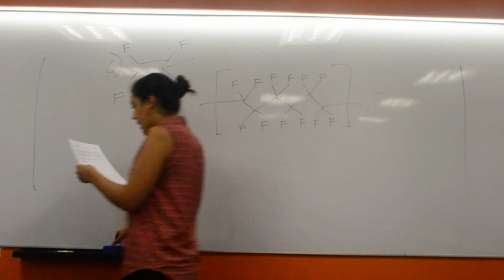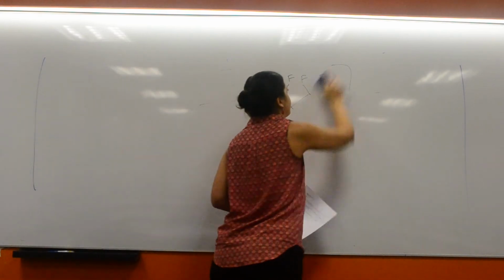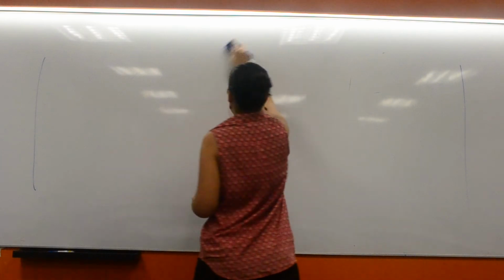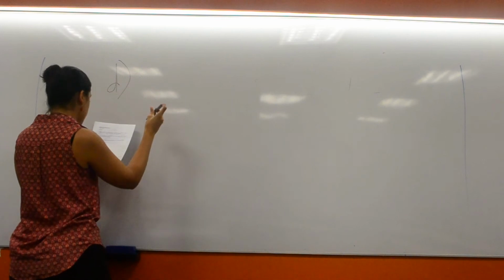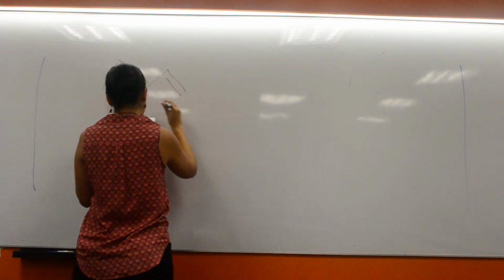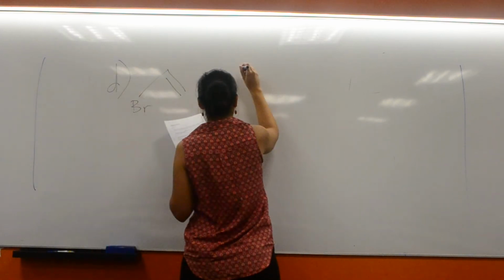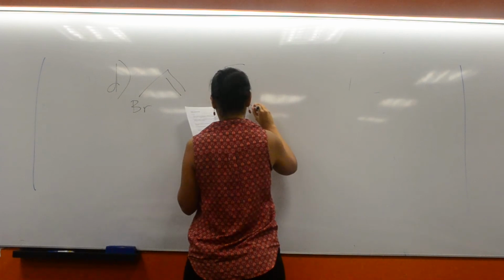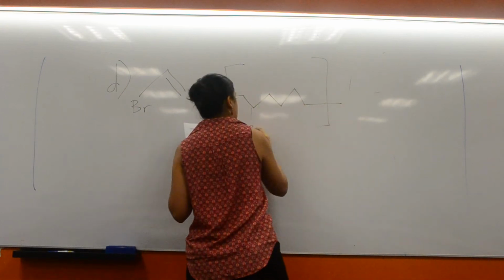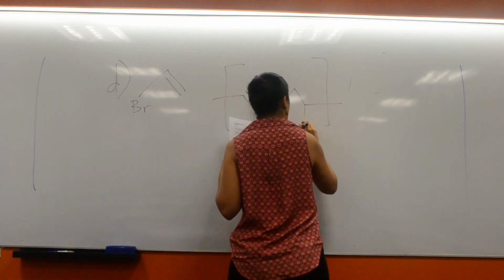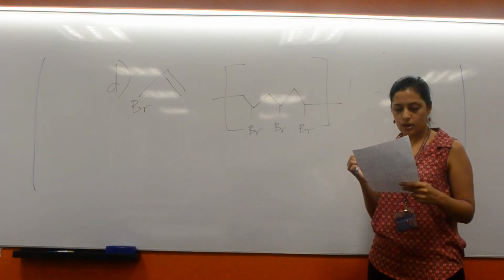And finally, we have polyvinyl bromide. This comes from this guy. Okay? And you are going to create this. Okay?